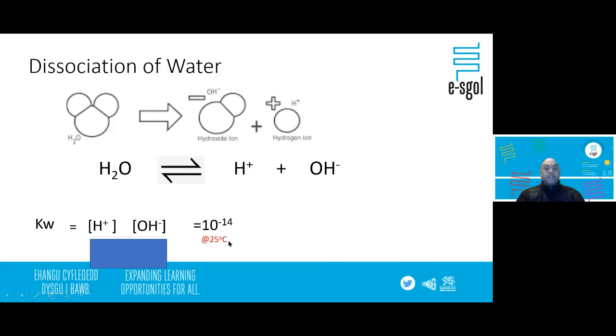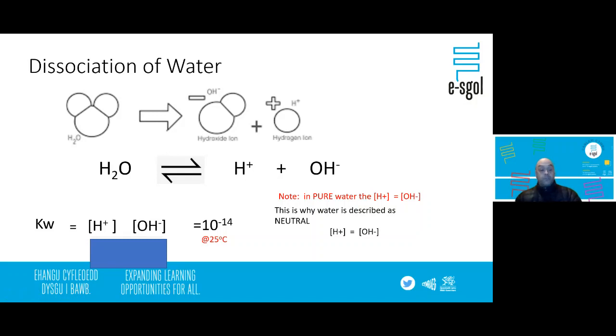Now, the next thing is you'll see that I've specified this is at a particular temperature, 25 degrees C, and you'll see why that is in a moment. The next thing I want to tell you is that in pure water, for every mole of H+ ions you generate, of course, you generate an equivalent number of moles of hydroxide ions. And this means that in pure water, these concentrations are always going to be the same. And that is the definition of what we mean by neutral.